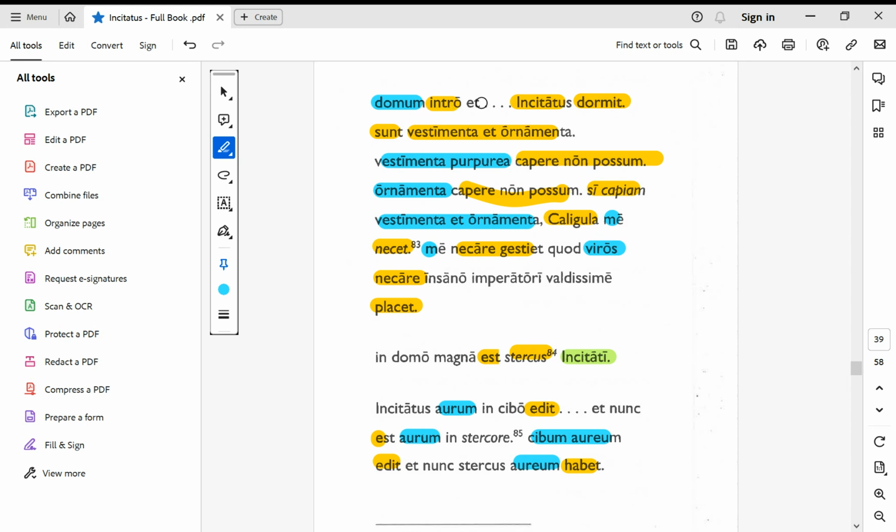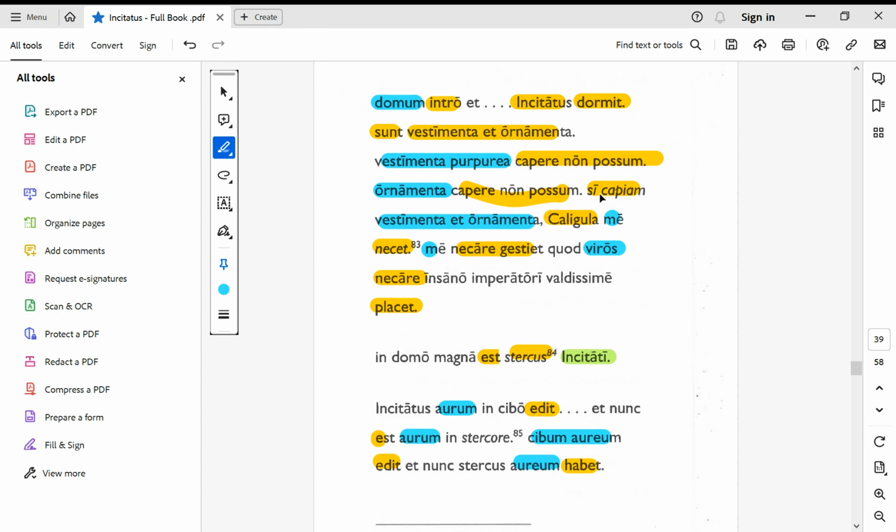I enter the house and Incitatus is asleep. There are clothes and jewelry. Non possum, I am not able, capere, to capture, vestimenta purpurea, the purple clothes. I am not able to take the purple clothes. Ornamenta capere non possum. The jewelry to take, I am not able, or I am not able to take the jewelry. And then these two, si capiam and necet, are defined at the bottom.